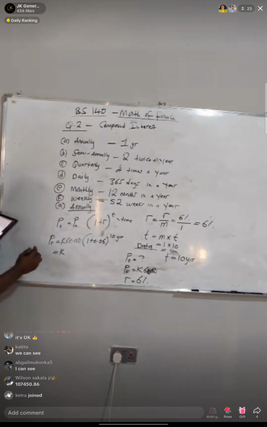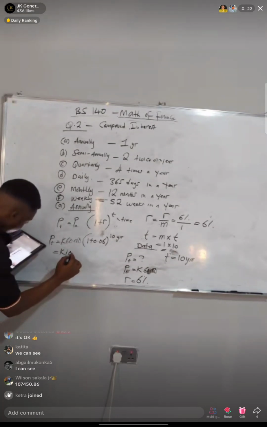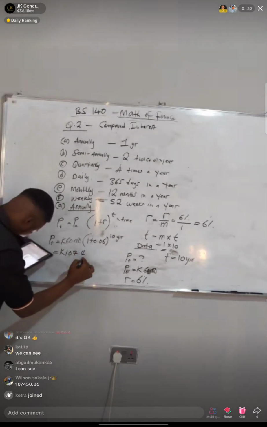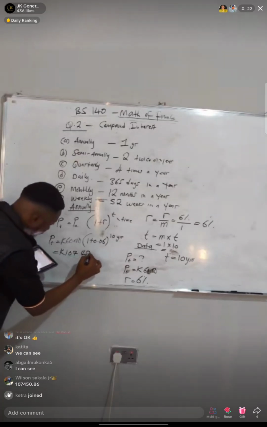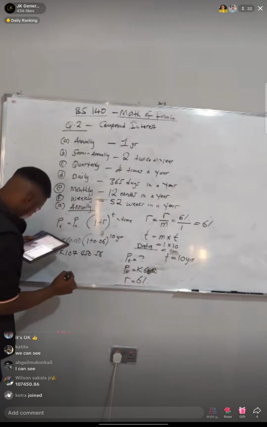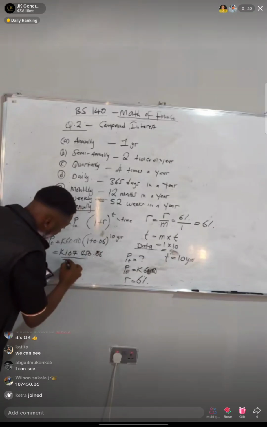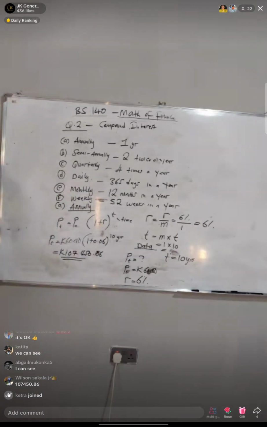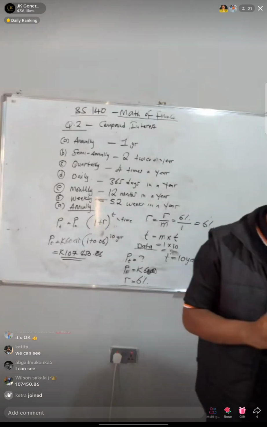Okay, so Wilson is saying 107,450.86. Okay, just like that, then you found your answer. So this should be easy. There's nothing complicated when it comes to this.